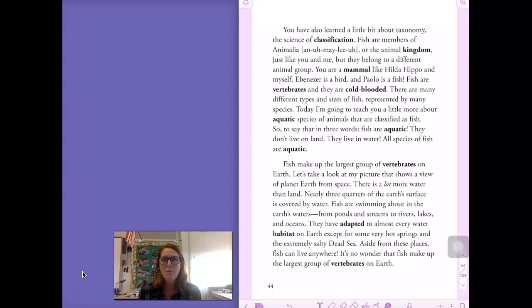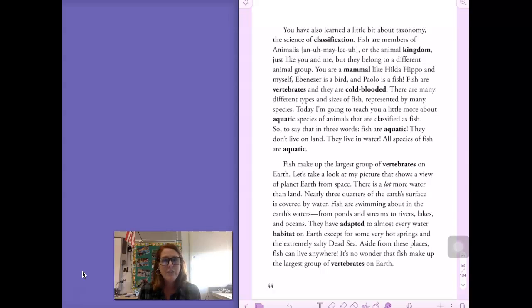You have also learned a little bit about taxonomy, the science of classification. Fish are members of Animalia, or the animal kingdom, just like you and me, but they belong to a different animal group. You are a mammal like Hilda Hippo, and myself, Ebenezer, is a bird, and Paolo is a fish. Fish are vertebrates, and they are cold-blooded. There are many different types and sizes of fish, represented by many species. Today, I'm going to teach you a little more about aquatic species of animals that are classified as fish.